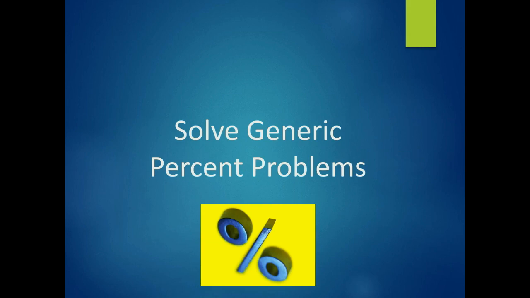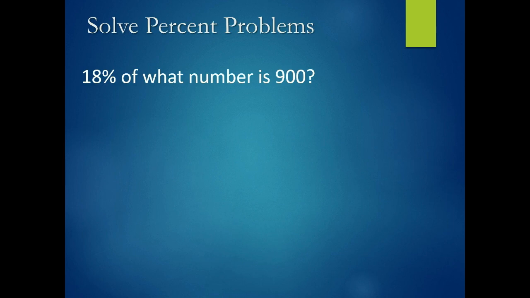To solve a percent problem, we need to know two of the three components that comprise a percent problem, which are part, base, and rate. Let's take a look. 18% of what number is 900? The percentage is our rate. The quantity following the word of is almost always the base, and in this example, that's what we're looking for, leaving 900 as the part.